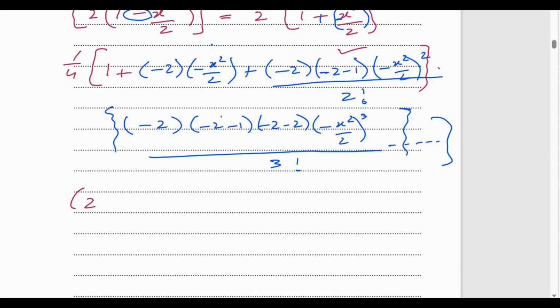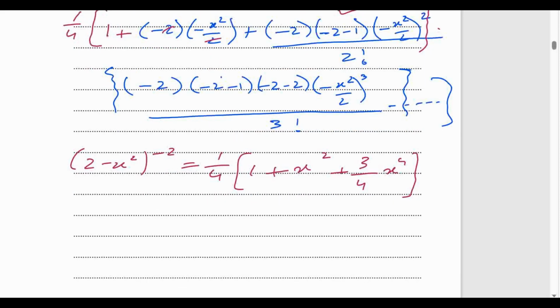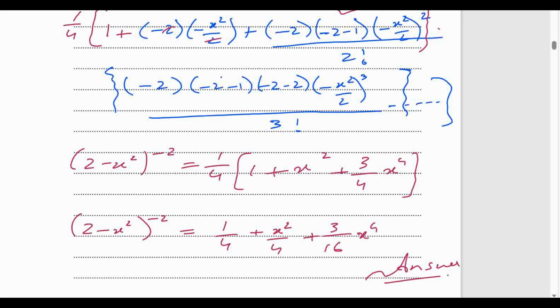So this will be (2 minus x square) whole power minus 2, the actual question. This will be equal to 1 by 4 into (1 plus x square plus 3 by 4 x power 4), the 2 cancels out. Now if we open this up, (2 minus x square) whole power minus 2 is equal to 1 by 4 plus x square by 4 plus 3 by 16 x power 4. So this will be the final answer. I hope that the concept is clear.